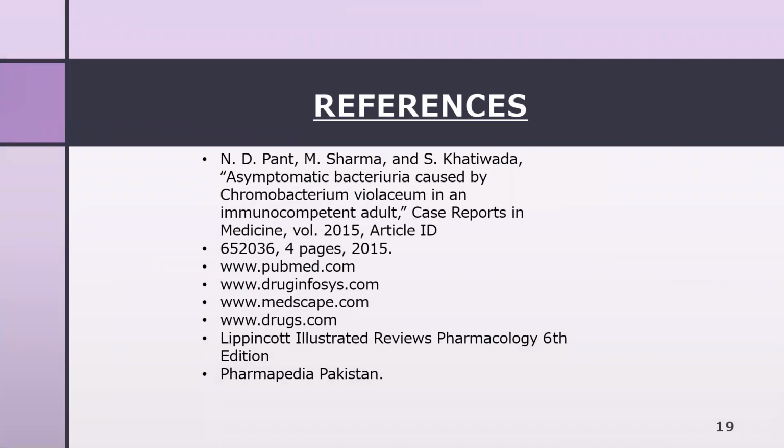References from where I have taken all this are: Sharma and Khativada, asymptomatic bacteriuria caused by Chromobacterium violaceum in an immunocompetent adult, case reports; www.pubmed.com; www.druginfosys.com; Lippincott Illustrated Reviews, Pharmacology 6th edition; and Pharmapedia Pakistan.